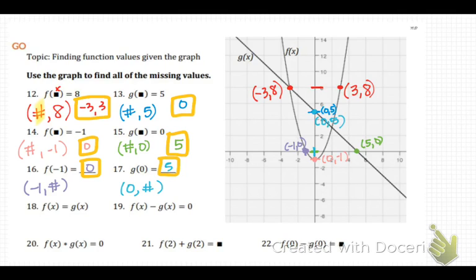Says f equals g of x. Where does f equal g of x at? How many points of intersection do I have? 2, and I'm looking for the x values of them. So what's my first x value? One of them is -3 from here, and then I have 2, comma 3. So it's 2. So my two numbers are -3 and 2.